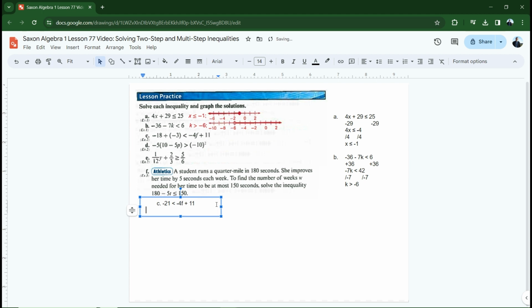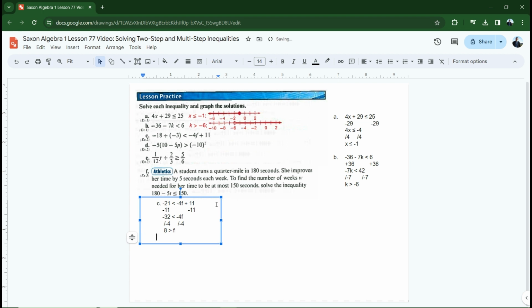Next thing I'm going to do to solve this is subtract 11 from both sides to get the f term on a side by itself. I'm not going to flip the sign because I'm just subtracting 11. So this is going to be negative 32 is less than negative 4f. But this next step, I need to divide by a negative 4. Anytime I divide or multiply by a negative, the sign flips. So this is going to be 8 is greater than f.